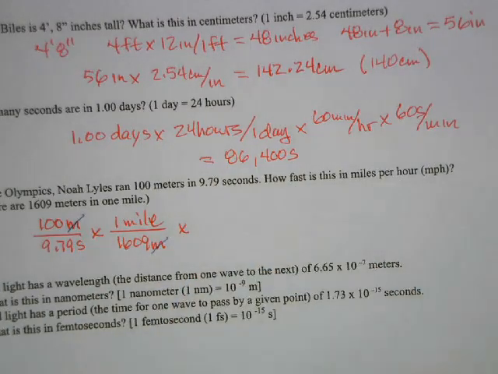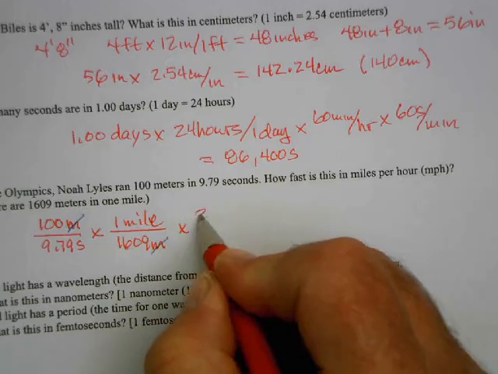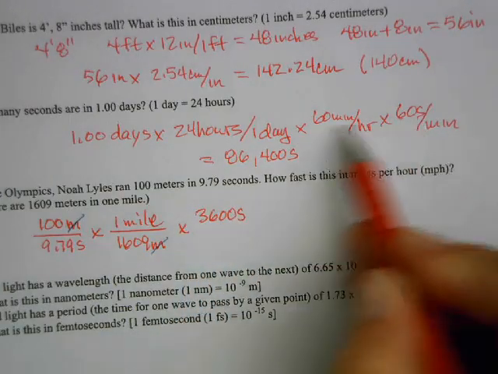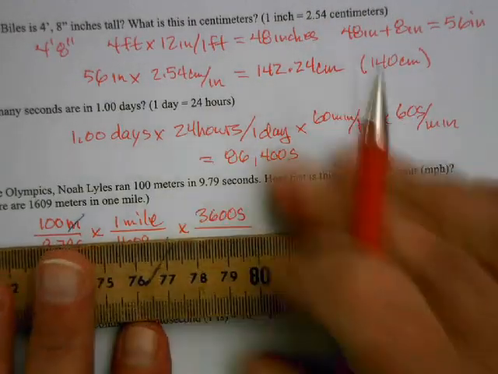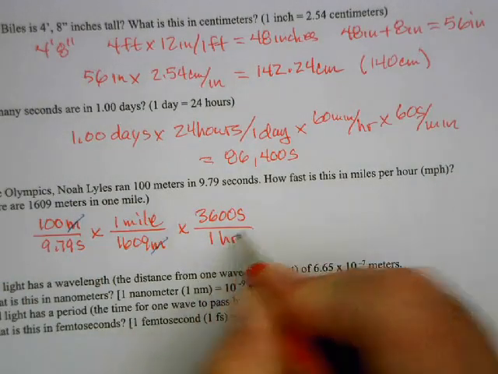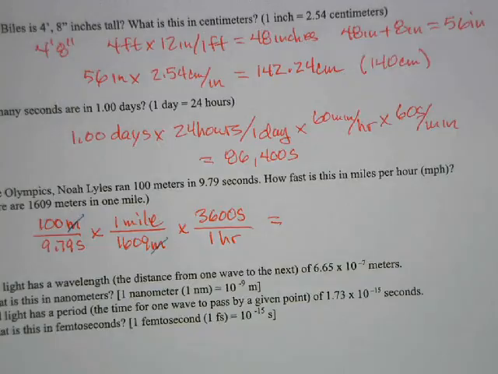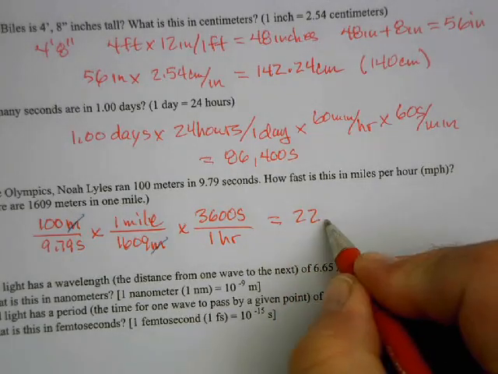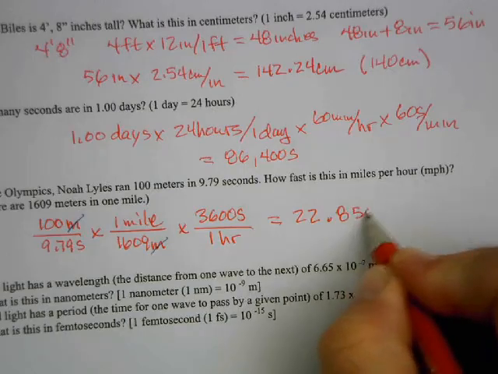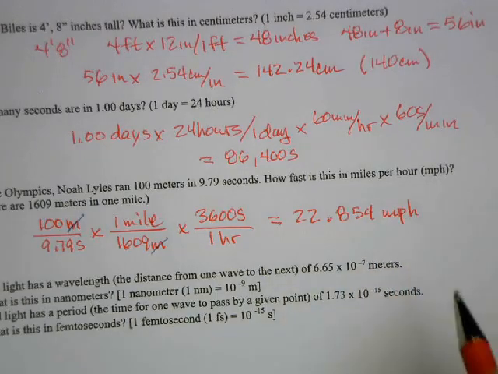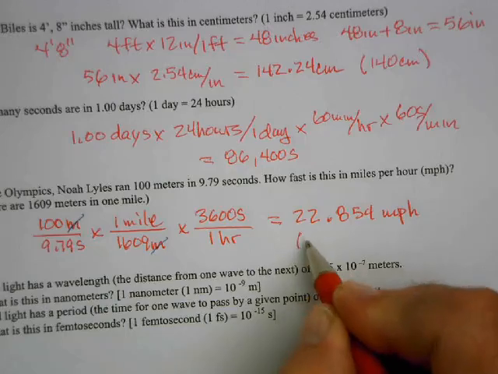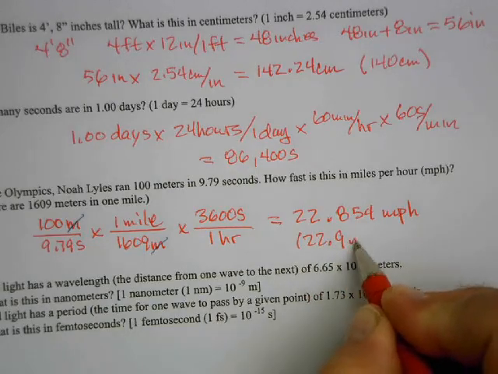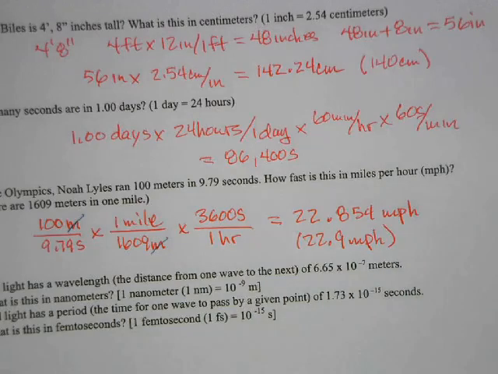And you might remember from before, how many seconds are in 1 hour? There are 3,600. 60 times 60 gives me the 3,600. And that's in 1 hour. And it turns out that ends up being 22.854 miles per hour. Since basically these are like 3 digits each, I would say approximately 22.9 miles per hour is how fast he was running for that 100 meters.